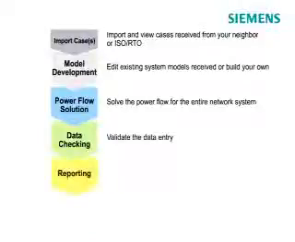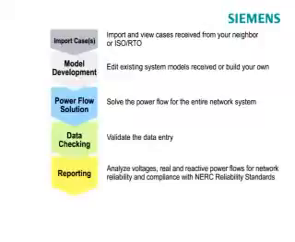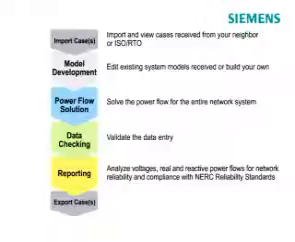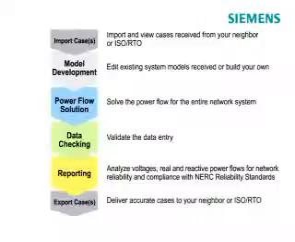Finally, after you make sure that the model is accurate, you can proceed to reporting. In this step, you can analyze bus voltages, real and reactive power flows. Furthermore, you can identify any potential risk to system reliability and use the information to plan the system accordingly. Following all these steps, you can deliver the accurate system representation to your neighbors and your ISO or RTO.